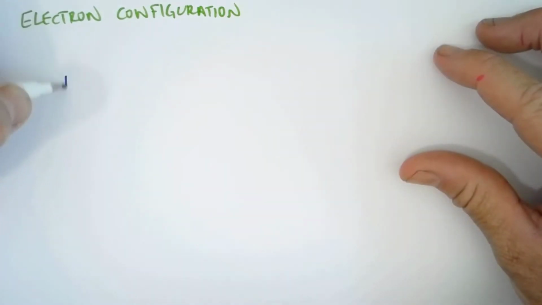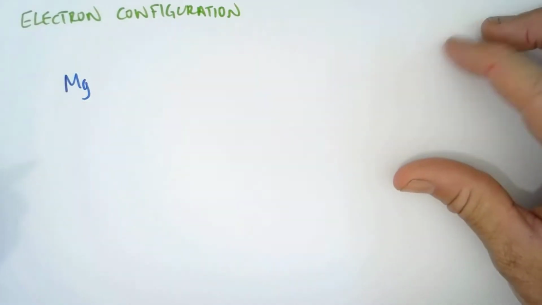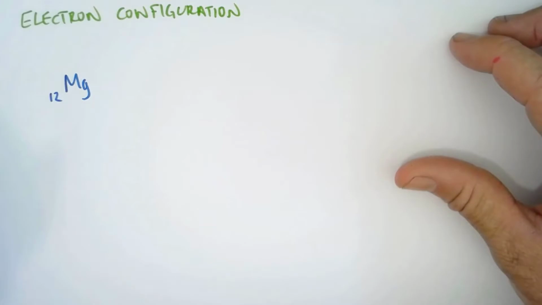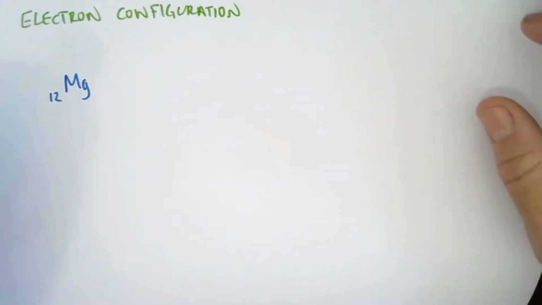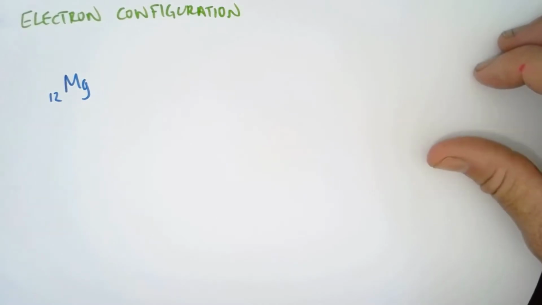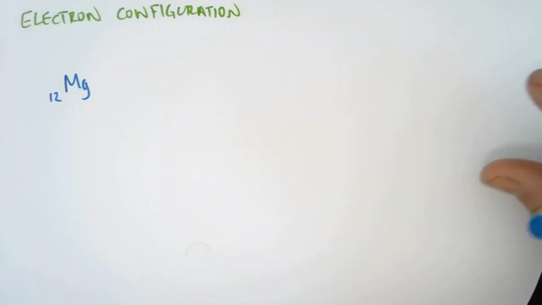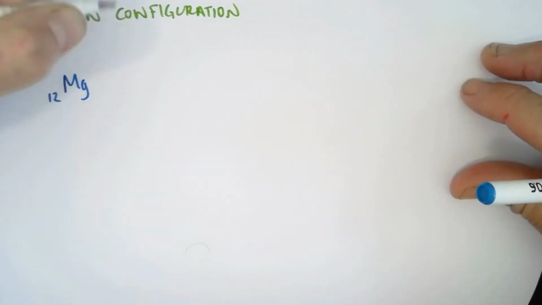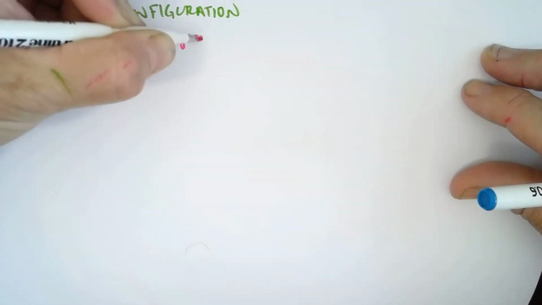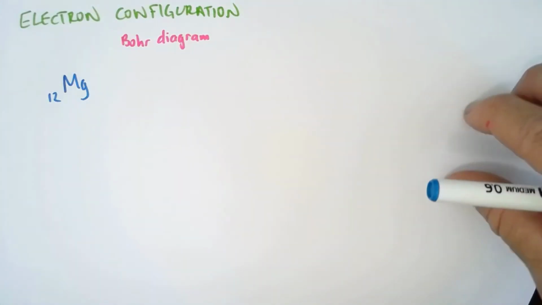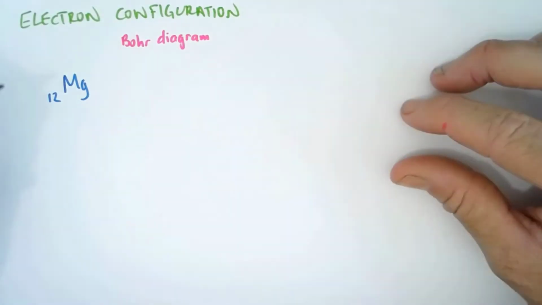I'm going to show you magnesium. So magnesium has got an atomic number of 12. So that means it is also 12 electrons. I want to show you how they can be arranged, and I'm going to do so by demonstrating using something called a Bohr diagram. A Bohr diagram is a way of representing the electron configuration diagrammatically.